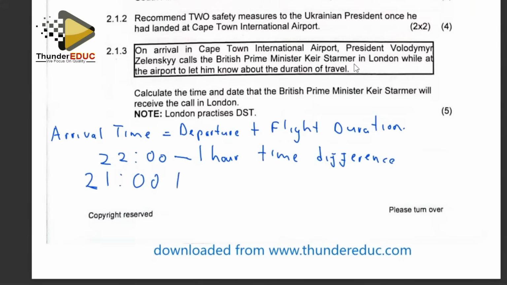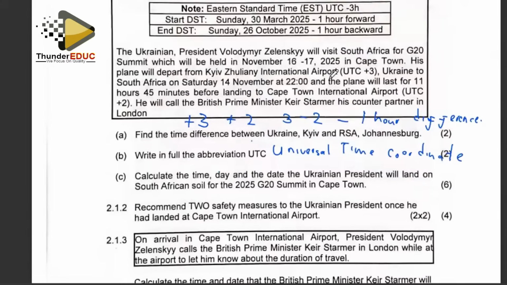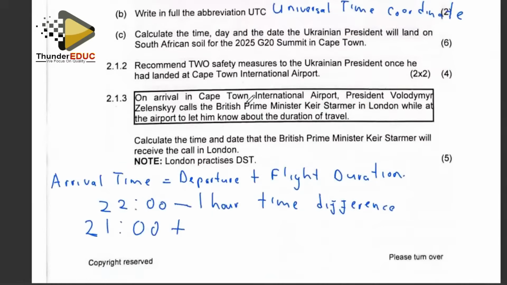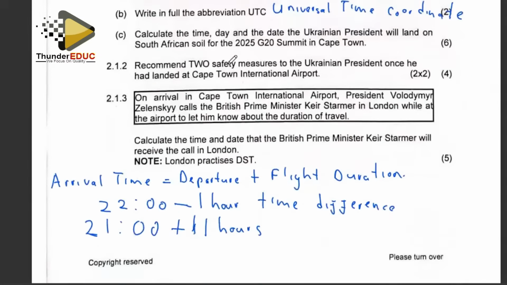Now we need to add the flight duration, which we have been given as 11 hours and 45 minutes. Plus 11 hours, 45 minutes.